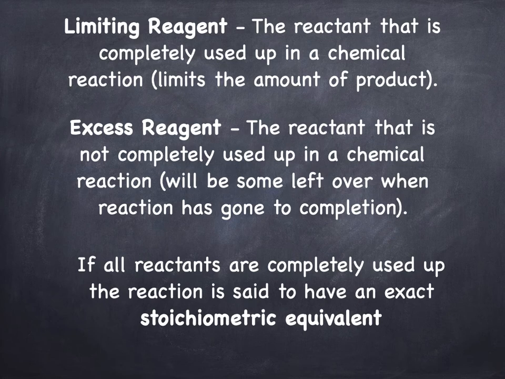The terms reagent and reactant can be used mostly interchangeably here. Reagent is a generic term for a chemical substance in a chemical reaction. The excess reagent is a reactant that is not completely used up in a chemical reaction. There will be some left over. If you have the exact amount you need of both reactants, we are said to be operating under the conditions of stoichiometric equivalence. This is fairly rare in most real processes.